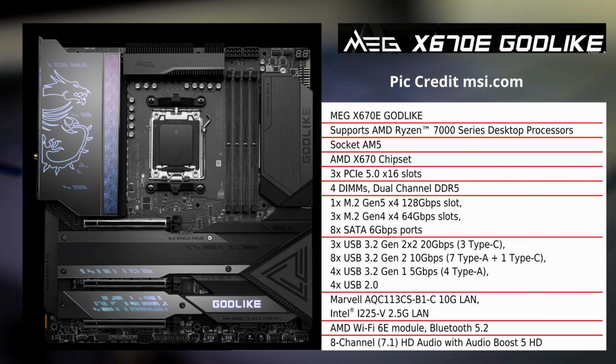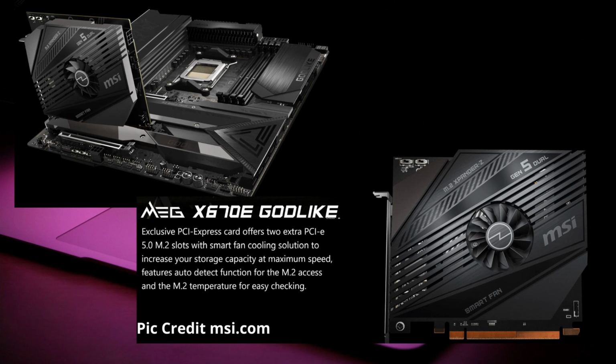And we've got 2.5 gigabit LAN as well as 10 gigabit LAN. Wi-Fi 6E, Bluetooth 5.2. 8-channel 7.1 HD audio. Now, if you want some more M.2s, there's this card you can add on and get 2 more Gen 5 M.2s. So you can have a total of 3 Gen 5s and 3 Gen 4s.